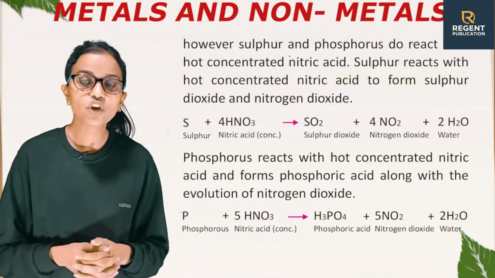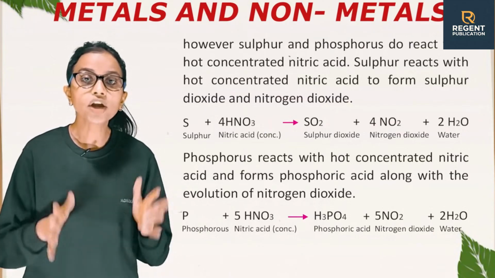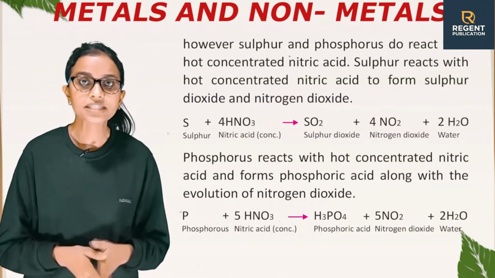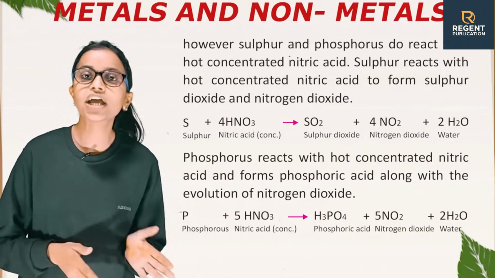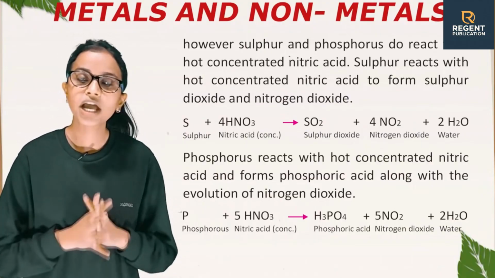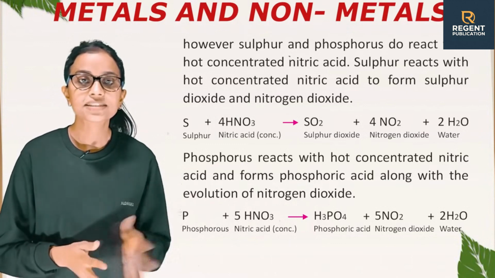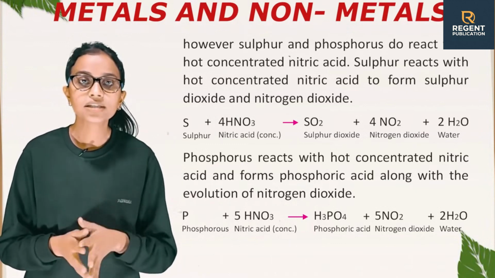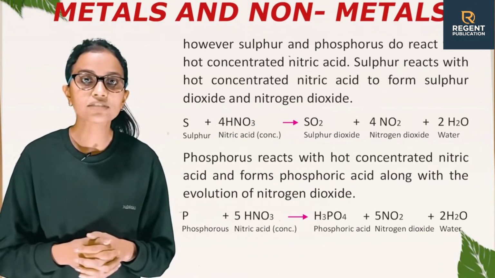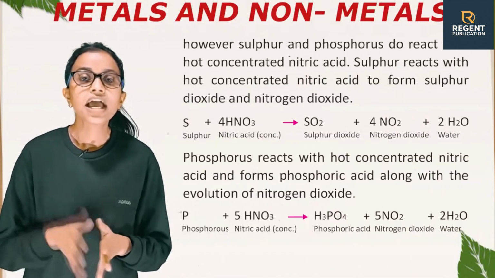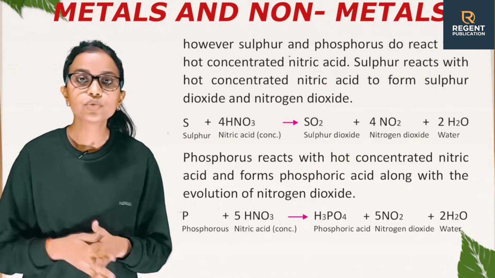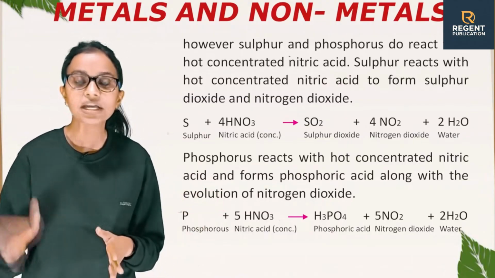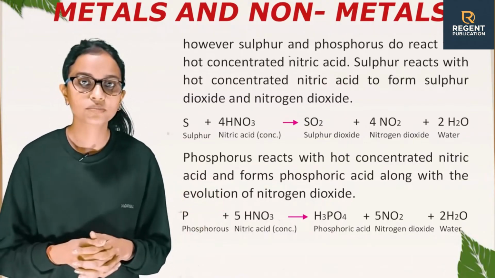However, sulfur and phosphorus do react with hot concentrated nitric acid. Sulfur reacts with hot concentrated nitric acid to form sulfur dioxide and nitrogen dioxide. S, sulfur, plus 4HNO3, nitric acid, gives SO2, sulfur dioxide, plus 4NO2, that is nitrogen dioxide, plus 2H2O, water.